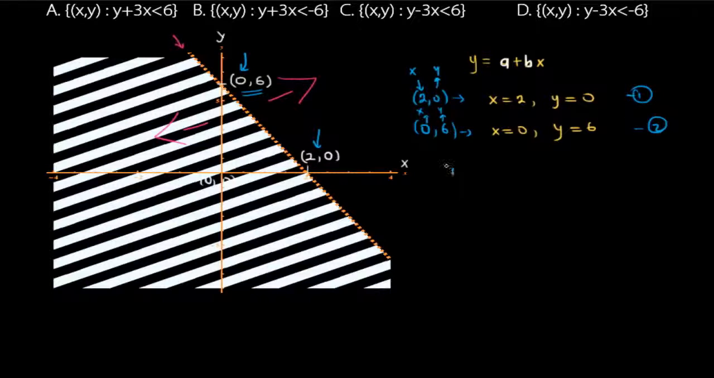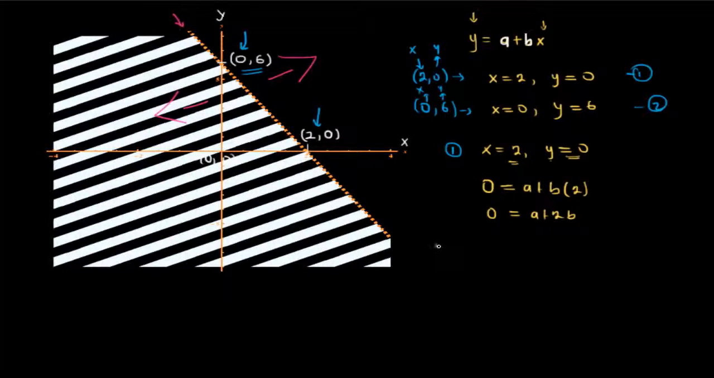Now using 1, it says when x is 2, y is 0. Now let's use this in the equation that we have here. So y is 0, you have 0 equals a plus b times what? So our x is 2, b times 2. So this implies that 0 equals a plus 2b.